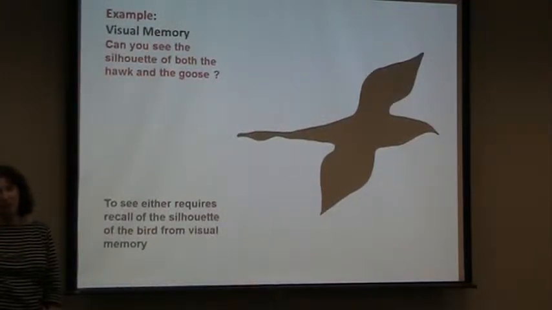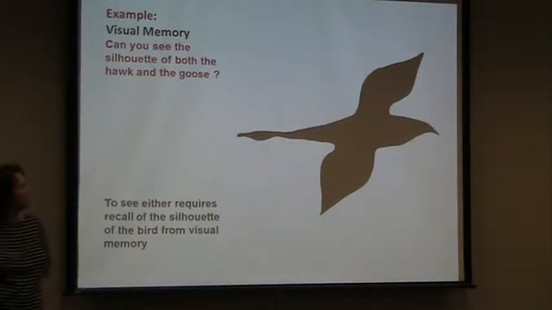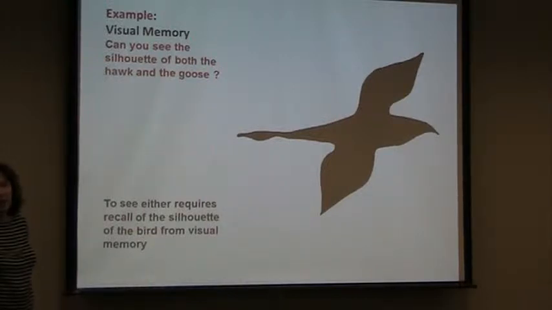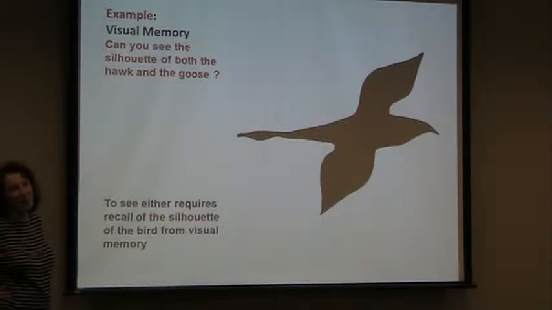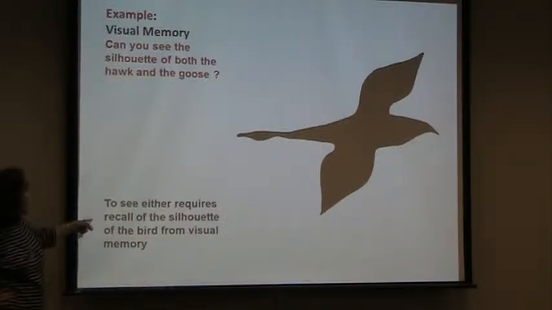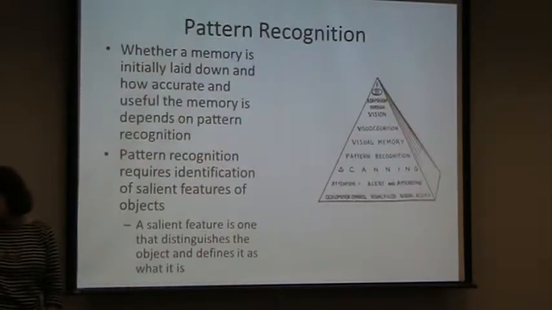Have you guys seen this? No? Okay, cool. This is a cool thing. Can you see the silhouette of the hawk? Can you see the goose? Oh, I see it, yeah. Okay, everybody see both? Does anybody not see both? All right, okay. To see either requires the recall of the silhouette of both birds from your visual memory. Okay? So good, it's working. Okay. Pattern recognition.